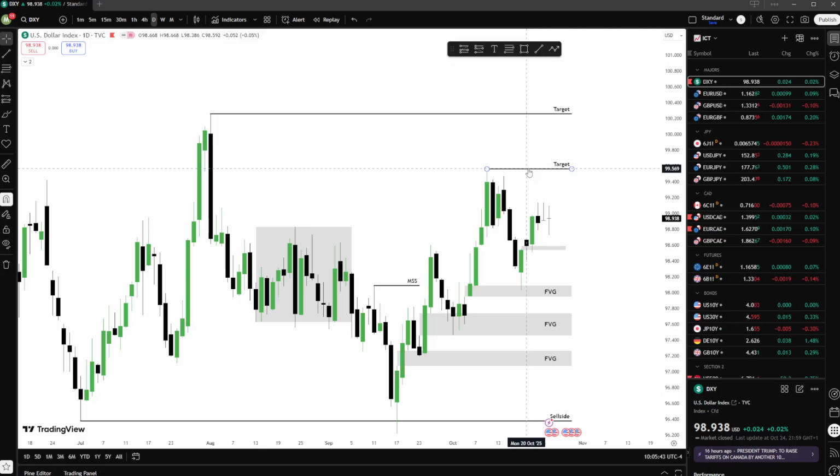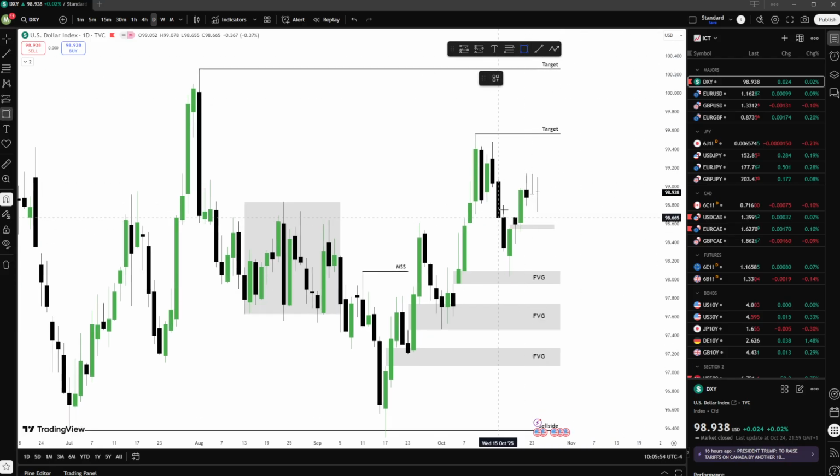So this would be my up and coming target. And if we sweep this high and reject heavily, that's where I would wait to see if we can go again. But as of now, we've come back down. On the Friday, we did come back into this fair value gap here and we have tagged that and we've closed a little bit higher.